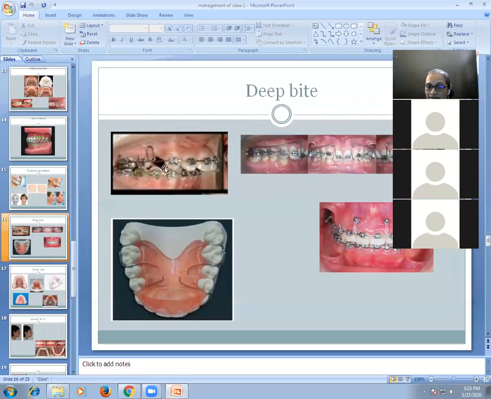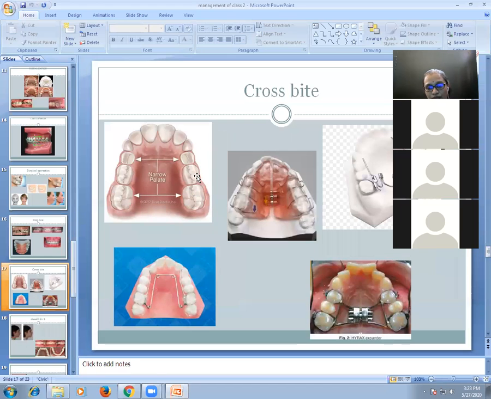In fixed appliances, some loops like Kaiser arch or intrusion arches or implant to intrude the upper incisors so that this segment will be lifted upwards and there will be reduction of overbite. Understood? Then the crossbite. Always these class 2 patients will show a narrow arch.